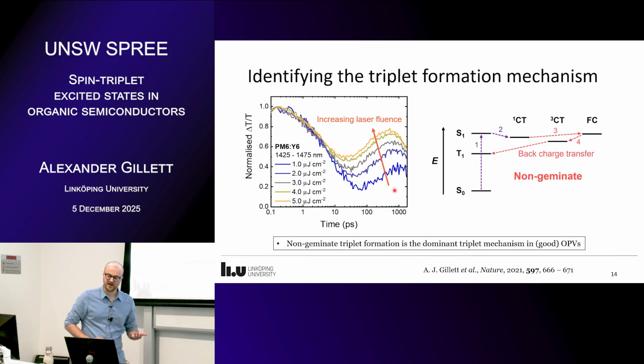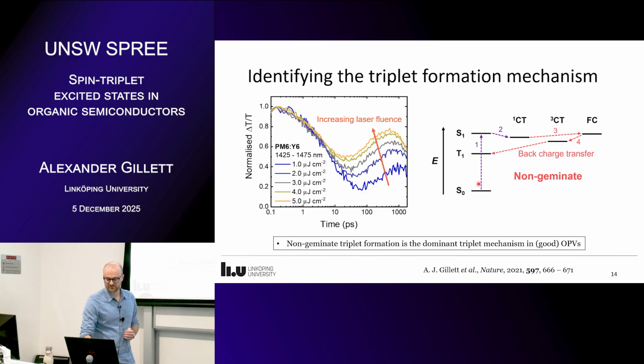When we increase the laser power, you see that this bump gets more prominent relative to this initial point of normalization, which should be the same for all the samples, for all the fluences, and gets more intense more quickly, basically. And what this really points to is a so-called non-geminate mechanism for this triplet formation.